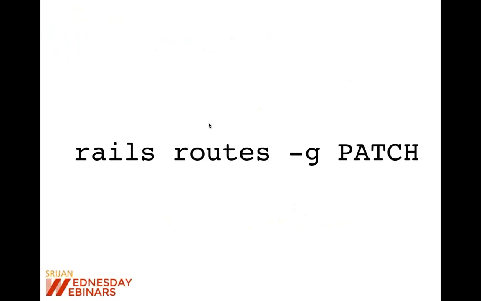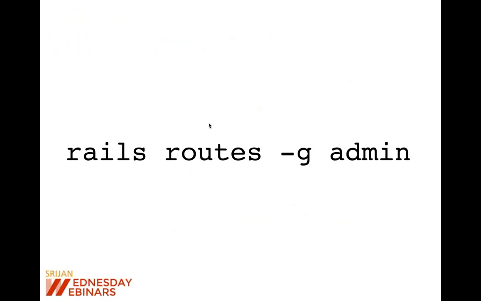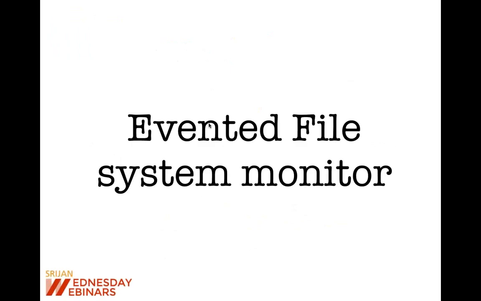There is one more thing, which is -g, and this is similar to the grep command that we have in Unix. So if you want to search all the routes with the patch verb, you can get those by -g patch. You can get all the routes related to admin. Now this is not just the admin controller, but let's say you're using admin somewhere in your route, that route will also be filtered by using -g. So this is how you can filter routes easily in Rails 5.